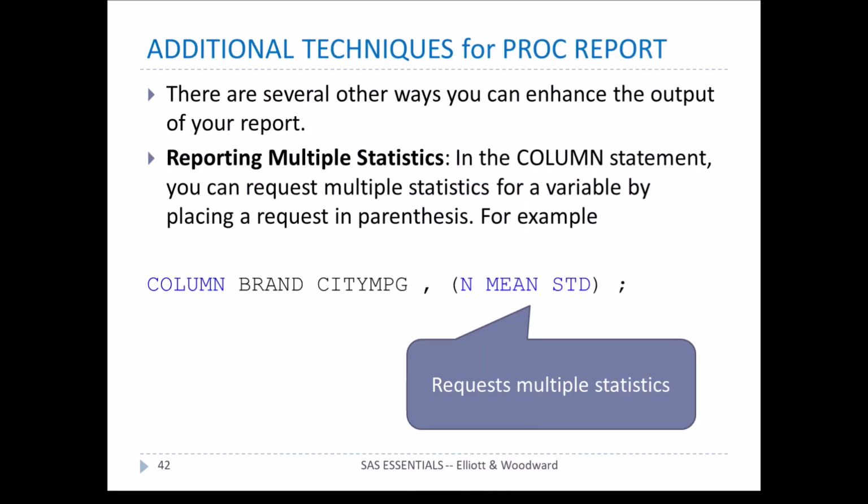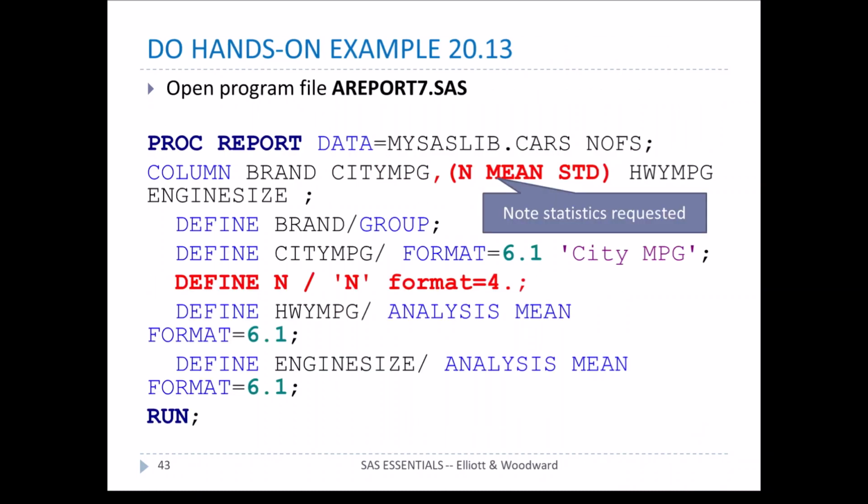Some additional techniques for PROC REPORT. You can report multiple statistics in the COLUMN statement. We saw that we could report mean, but you could also report several. So here we have COLUMN brand, miles per gallon, comma, and instead of just mean, we could say in parentheses N, mean, standard deviation. So here we've requested multiple statistics, and you can put whatever statistics you want in that list, according to the kinds of statistics we would typically see in PROC MEANS.